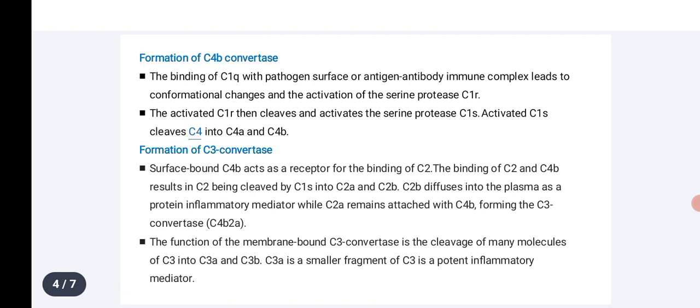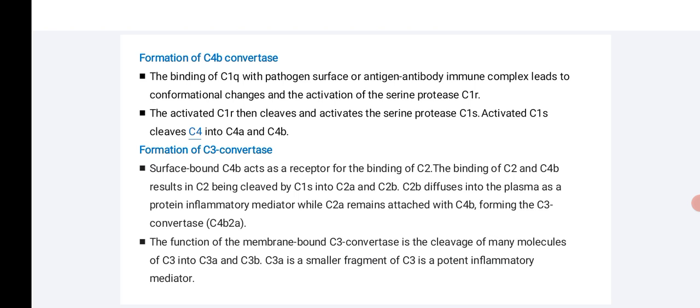So next is the formation of C4b. The binding of C1q with the pathogen surface or antigen-antibody immune complexes leads to conformational changes and activation of the serine protease C1r. The activated C1r then cleaves and activates the serine protease C1s. Activated C1s cleaves C4 into C4a, a smaller fragment, and C4b, a larger fragment.